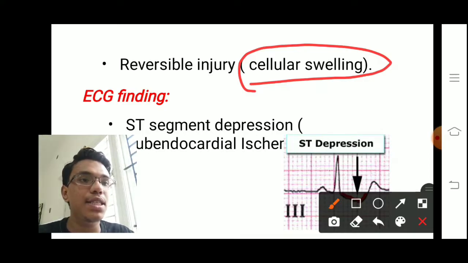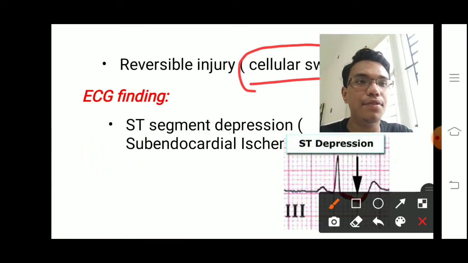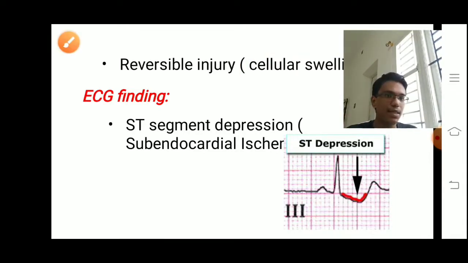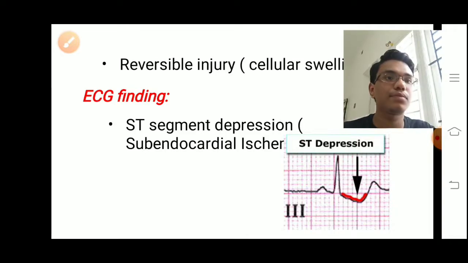Okay. Now coming to the ECG finding. As you know, the ECG finding will again be subendocardial ischemia. As the subendocardial ischemia occurs here also, ST segment depression will occur. So for stable angina and unstable angina, the ECG finding will be almost the same.